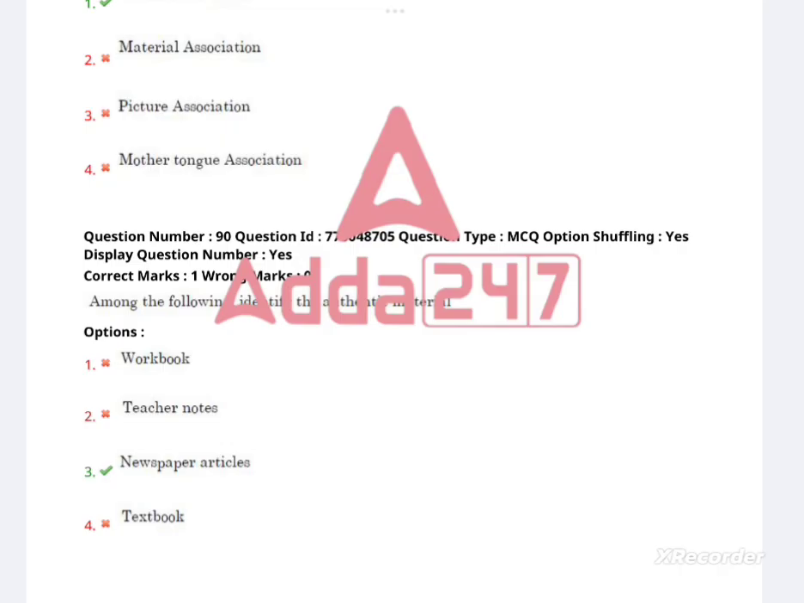Next question. Among the following, identify the aesthetic material. Options are workbook, teacher notes, newspaper articles, and textbook. And the correct option is newspaper articles. Newspaper articles are the aesthetic material.